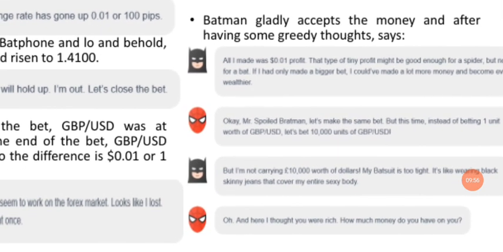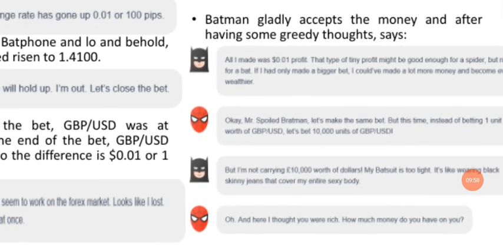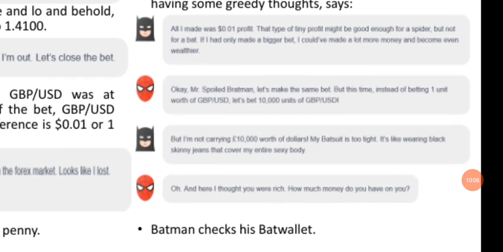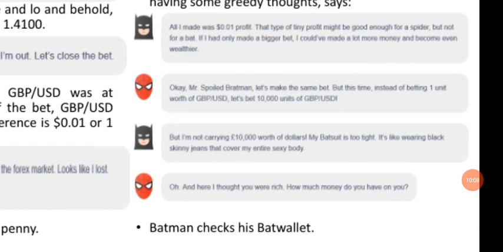To which Batman says, "But I'm not carrying $10,000 worth of money. My bat suit is too tight. It's like wearing black skinny jeans that cover my entire sexy body."